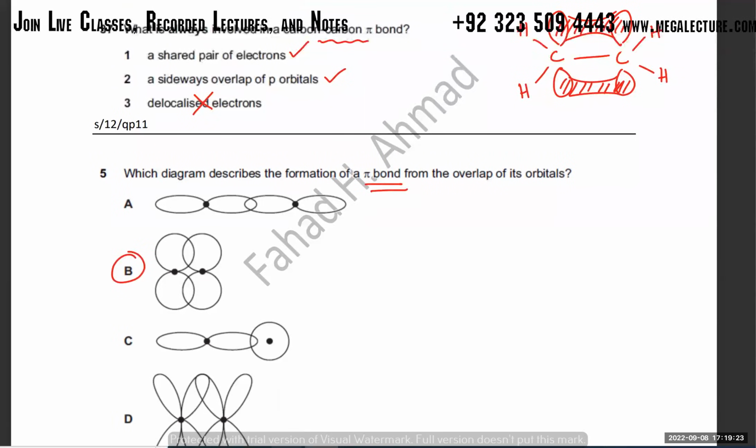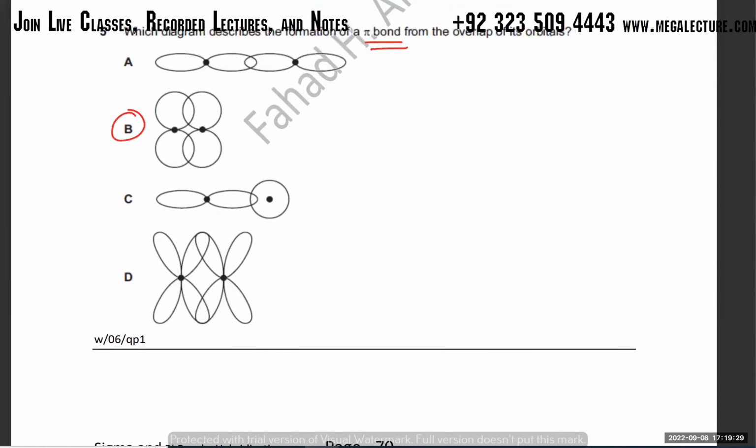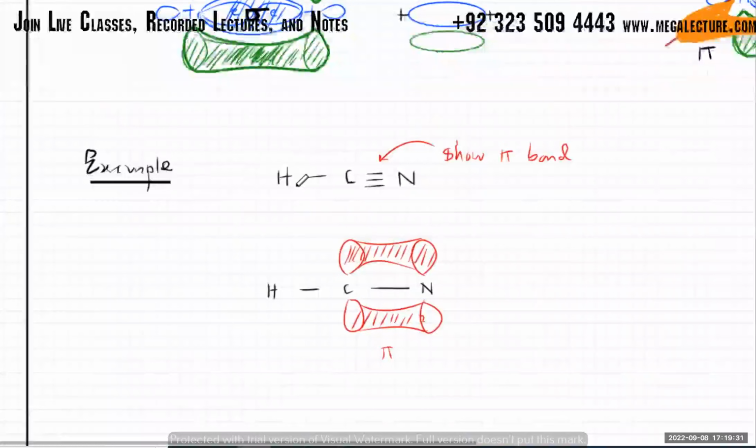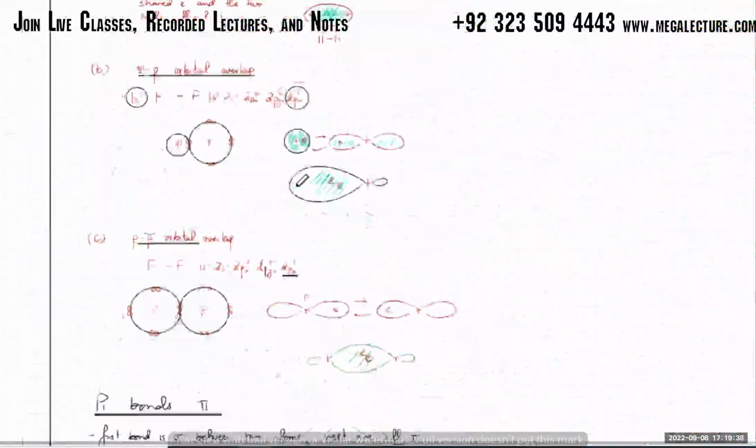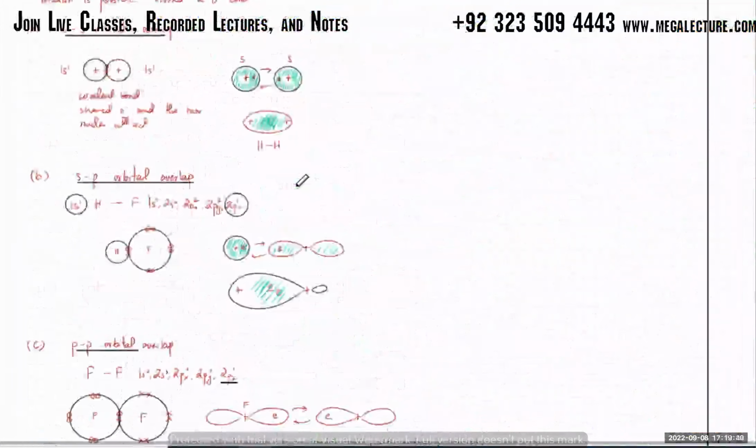ठीक है. That's sideways. It's two p orbitals and they're overlapping sideways. ठीक है. So the electron density is above. This one is a sigma bond. ठीक है. ये हमने sigma bond किया भी था कि it's a p and p overlap. The first one is a p and p overlap. Then he has also shown an s and p overlap. That's also a sigma bond.